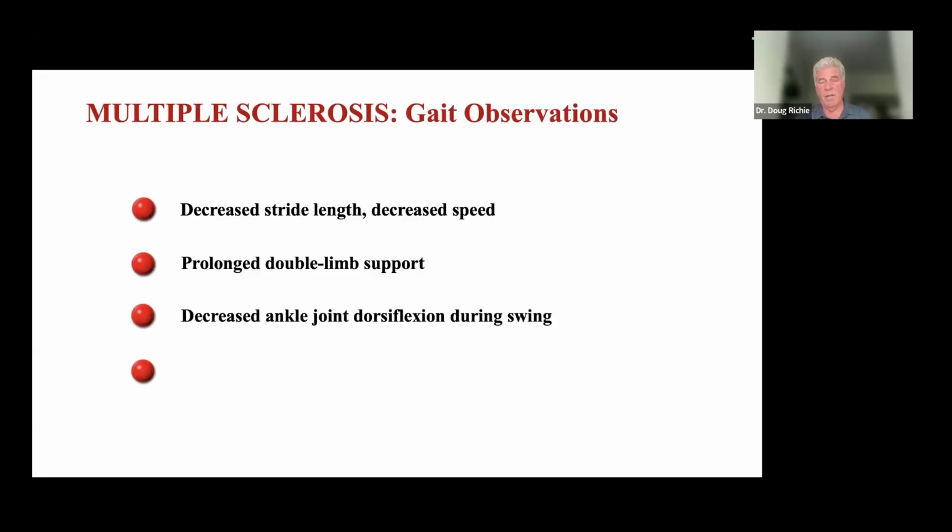Of course, we see foot drop in these patients, but it's primarily due to reduced ankle joint dorsiflexion. Yes, it might be due somewhat to muscle weakness, but it's really almost always due to contracture of the posterior ankle musculature. Reduced push-off. They have decreased ankle plantar flexion and decreased ankle dorsiflexion. So it's really a unique gait pattern that we don't see. It's uniquely different than Parkinson's, and it's uniquely different than stroke patients.